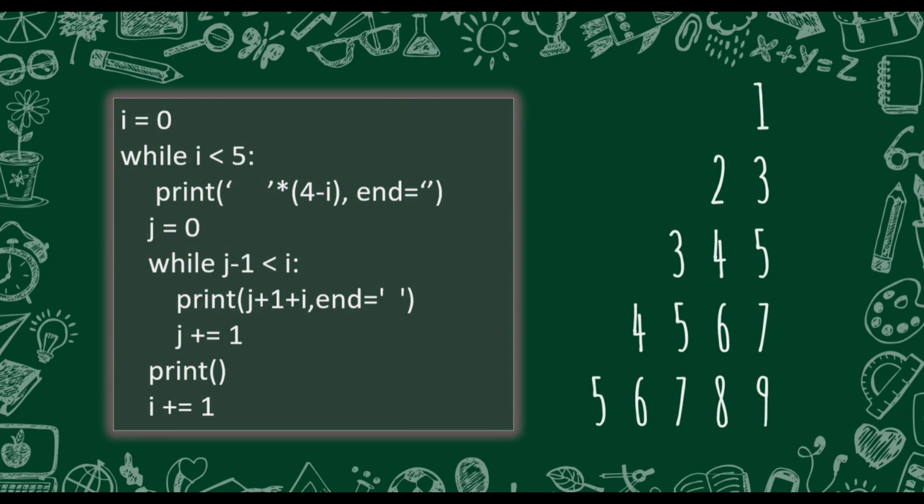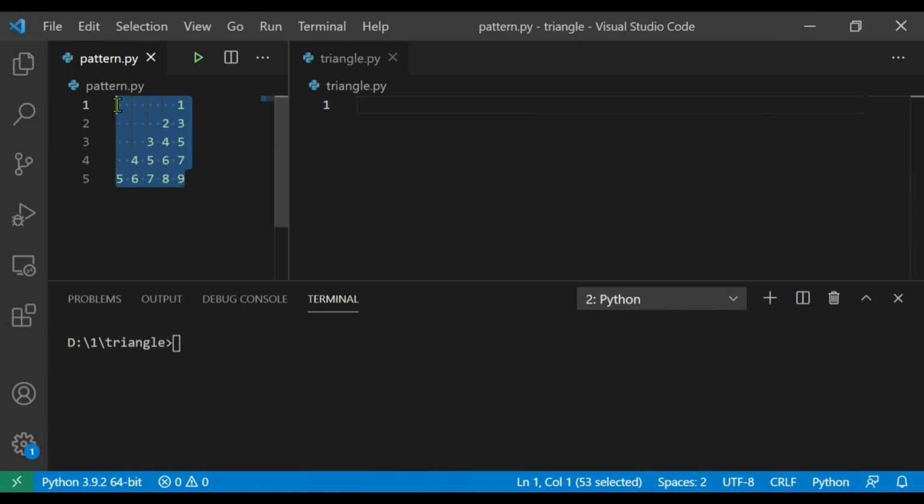In this video tutorial, we will see how to print the left angle number triangle pattern. Let's move to Visual Studio Code and execute this pattern. We can see here, in this pattern, every line begins with space characters. Those space characters are gradually decreasing line by line from 8 to 0: 8, 6, 4, 2 and 0.